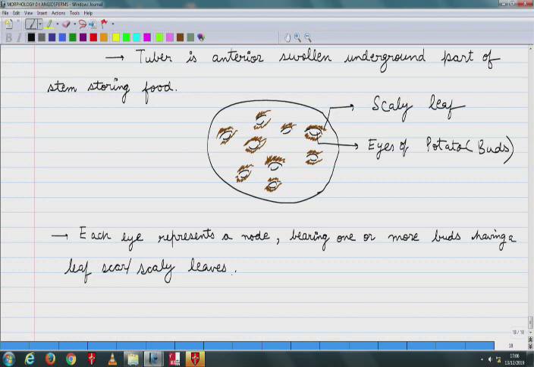Okay. Example is Solanum tuberosum, potato. That is the thing. Alright, let's move on.